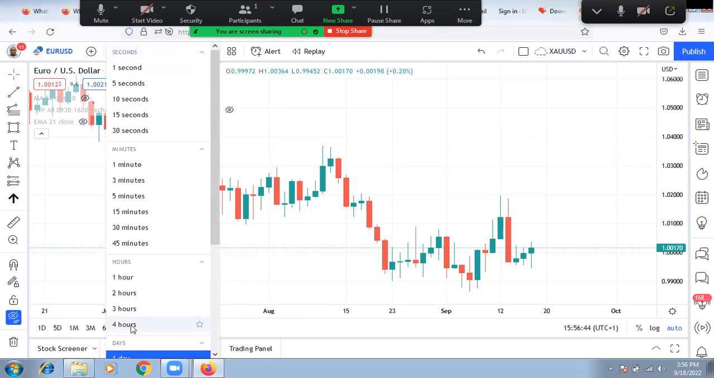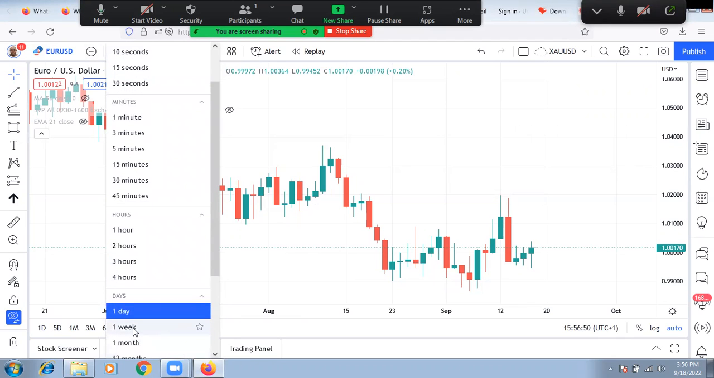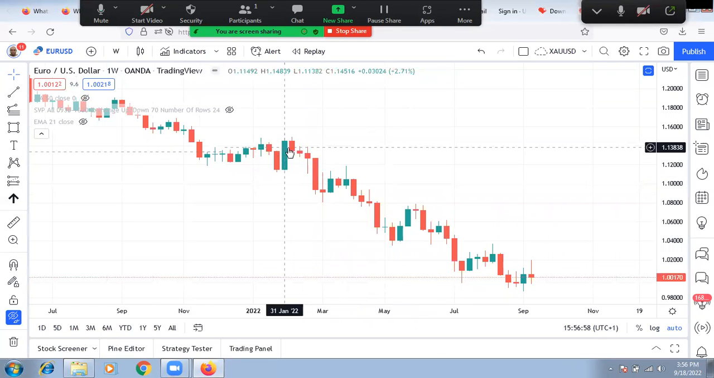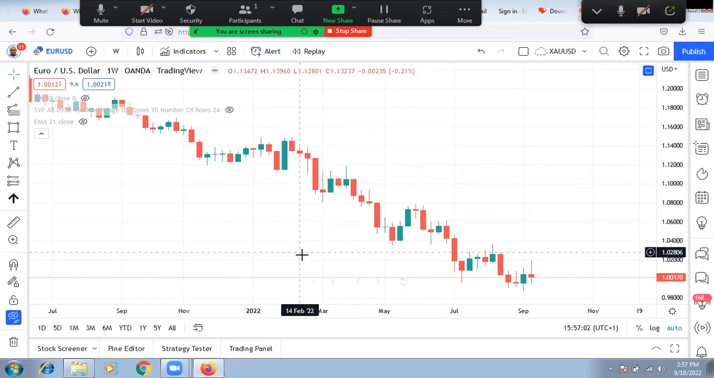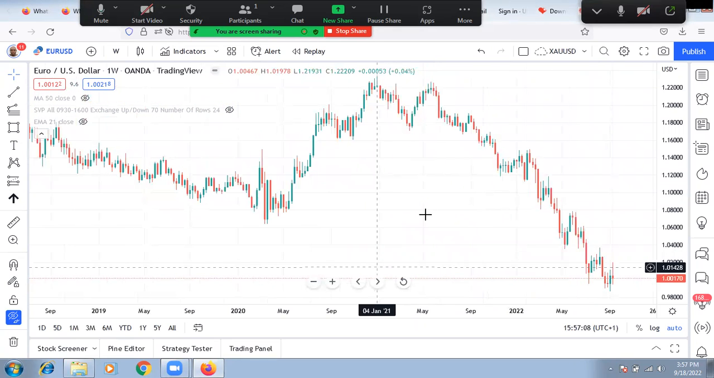We know that we have been in an ending structure on the EURUSD. Likewise, most of these Euro pairs are in an ending structure. That's what we are doing. As you can see, the way the structure has been going down. This is the weekly chart, and you can see the way it has been going down.